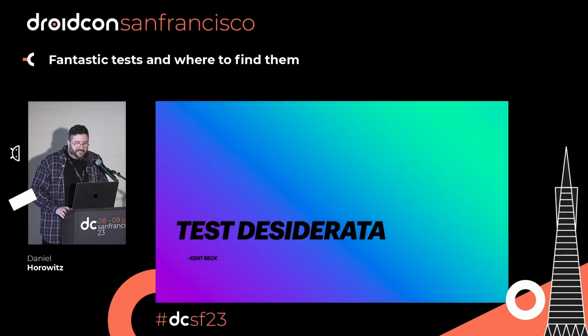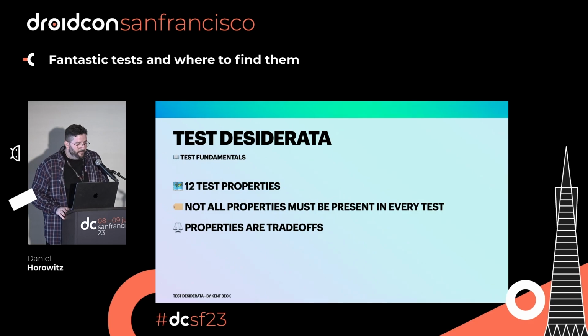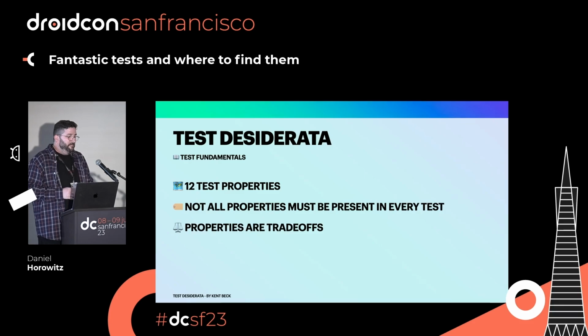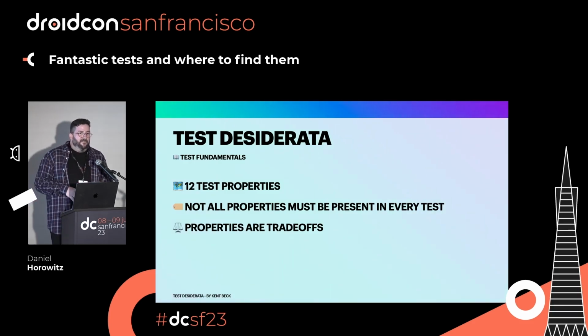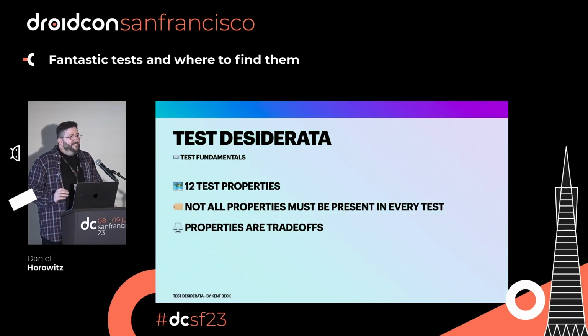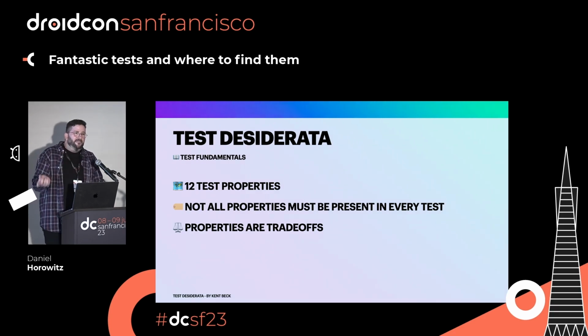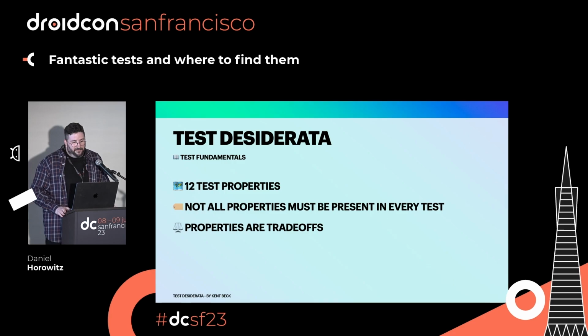So let's go through Test Desiderata from Kent Beck. In this article, he proposes 12 test properties. Not all of the properties must be present in every test, but the most important thing throughout this whole talk is that we should always take everything here as trade-offs, and not having one of them should not be taken for granted. If you prioritize something, you will pay a cost for that, and also get some benefits.